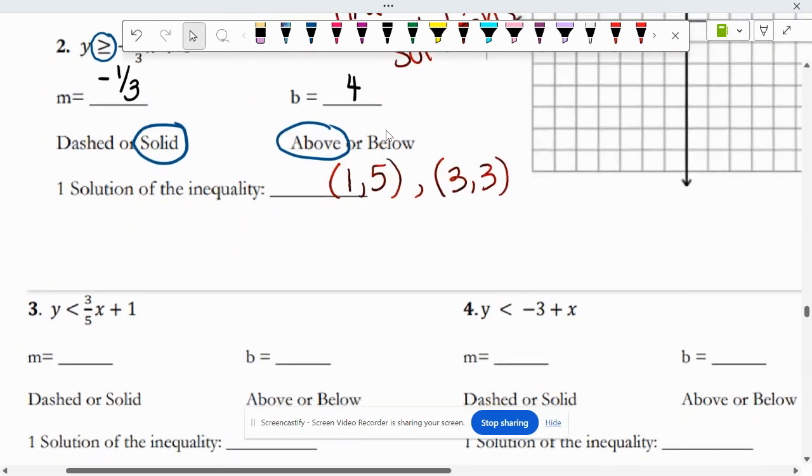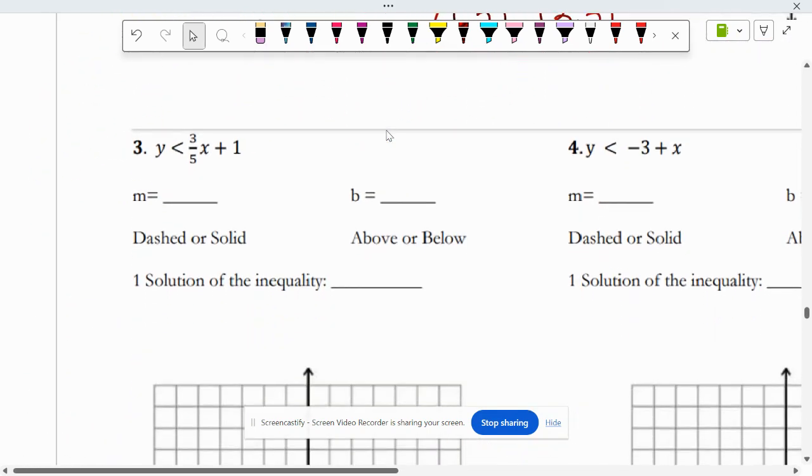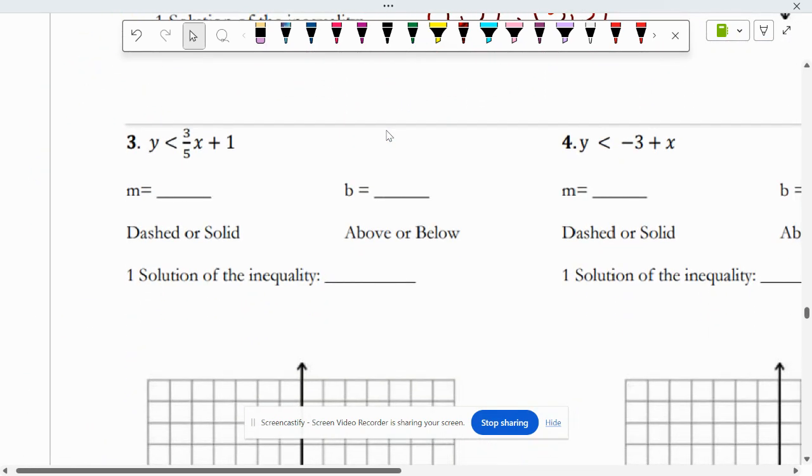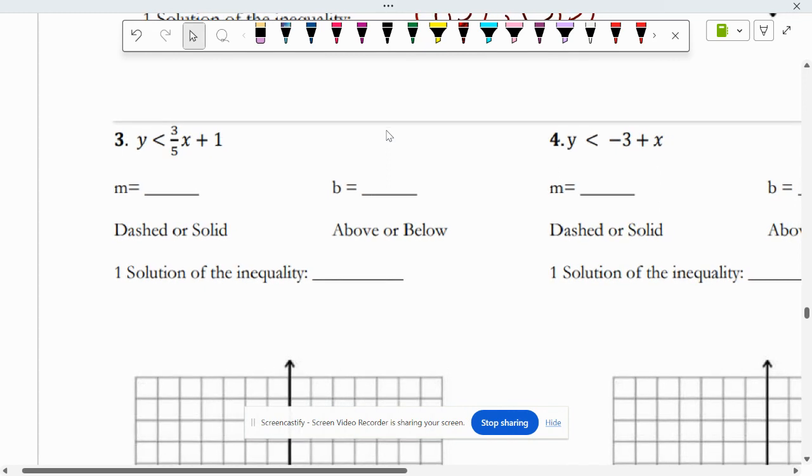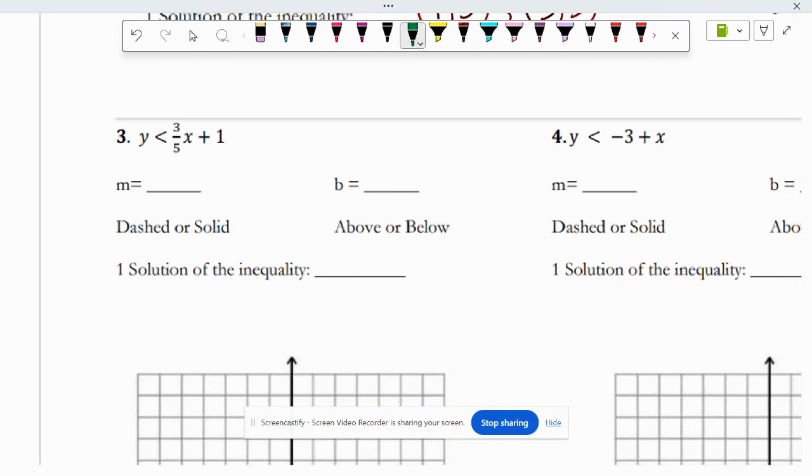Okay. We have 2 more. So number 3. We'll do number 3 together, and then I'm going to freeze the screen and let you guys do number 4. Number 3, Brian, what is my slope? Perfect, 3/5. Seamus, what is my y-intercept? 1. Zan, my inequality less than tells me I'm going to have a solid or a dashed line.